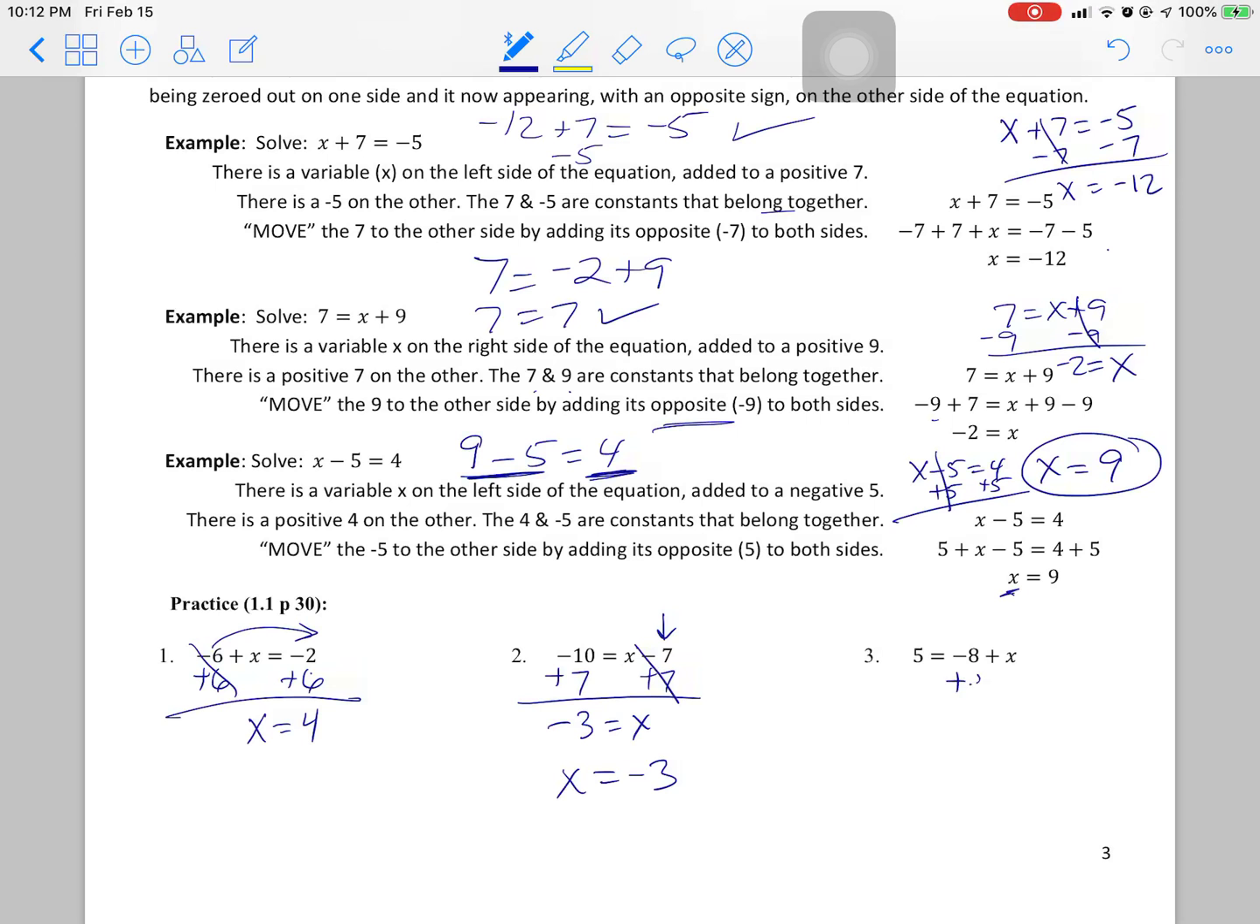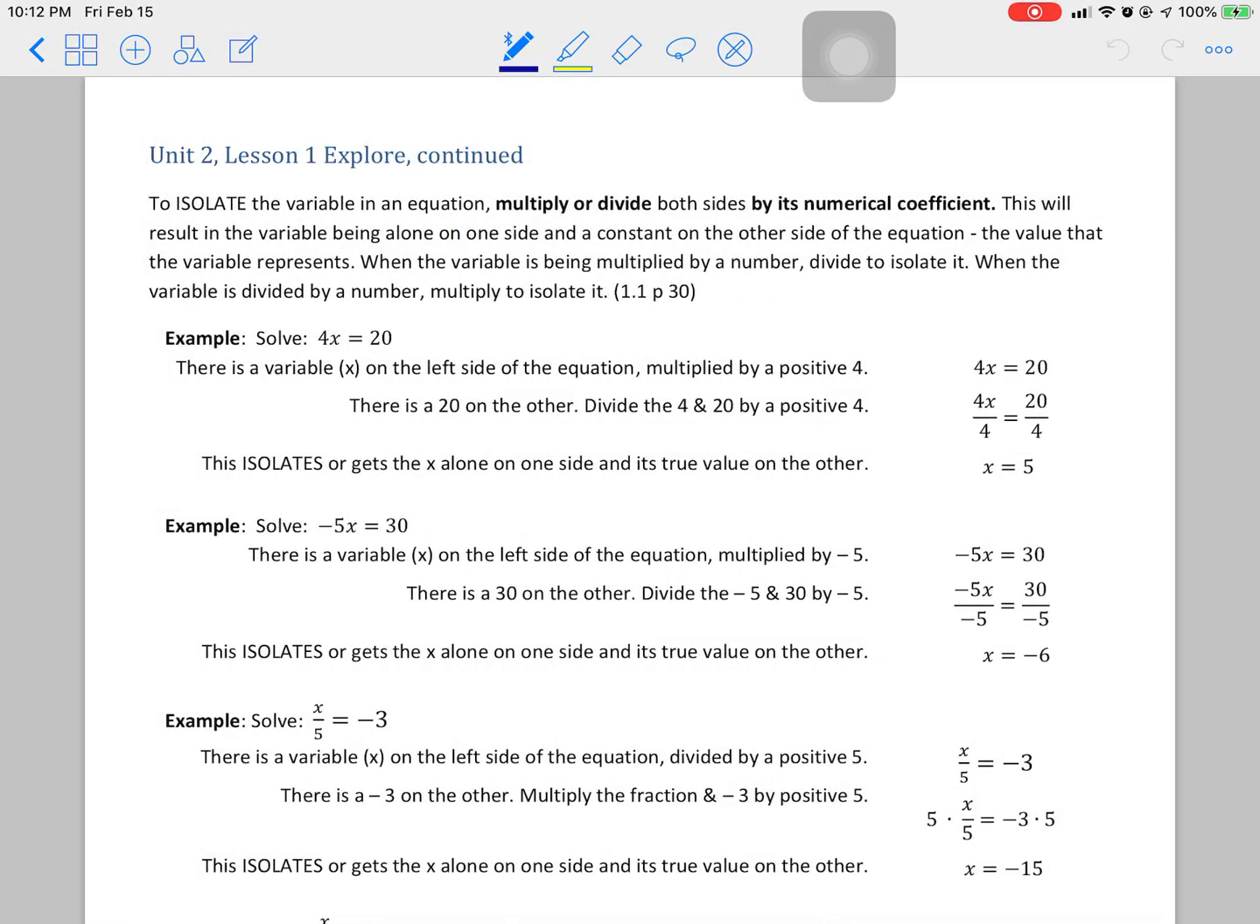And let's see, this one, the 8's the problem, right? We want to get the x alone. We want to get the constant with the other constant. Whatever we do to one side, we do to the other side. And we get 13. Okay. That's the move part. So let's do the isolate part. Okay.